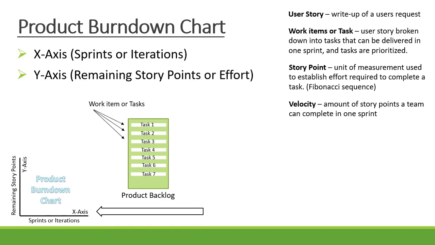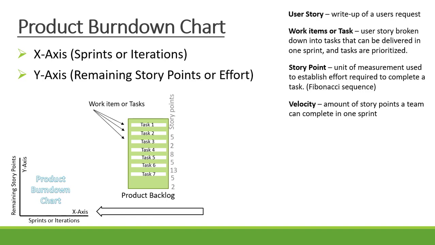Now, where does the input data of the product burndown chart come from? First of all, a product backlog is developed that contains all the work items or tasks that need to be completed to produce a final product. In order to create the work items or tasks in the product backlog, user stories are developed, which is a write-up of user requests. The user stories are then broken down into work items or tasks that can be delivered in one sprint, and the tasks are prioritized.